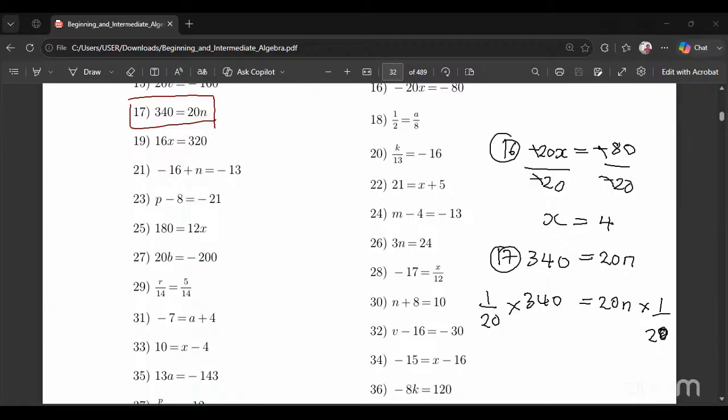So this cancels these out, and I'm really left with n, which is equal to 340 divided by 20. Of course, this 0 cancels this 0. Then 34 divided by 2 is 17. So the answer to question 17 is 17.